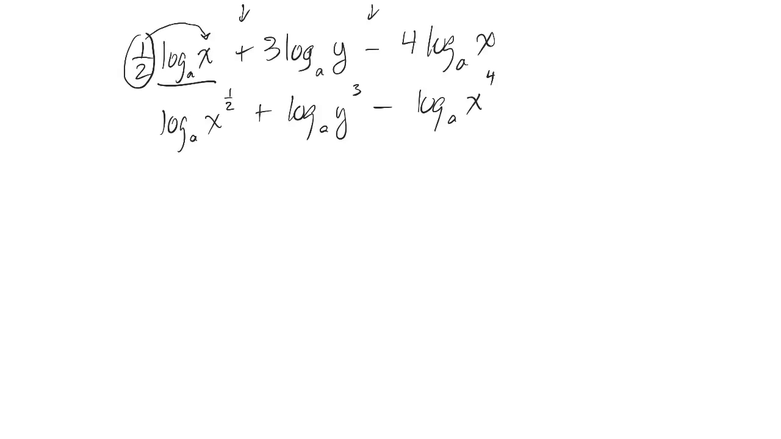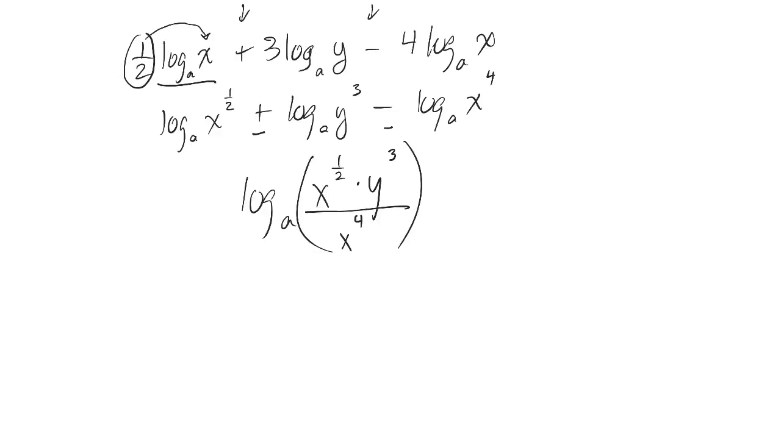Now I can use the product rule and the quotient rule to put them together. So I'd have log base a of x to the 1/2 times y cubed divided by x to the 4th. I like putting those in brackets, making sure that I know that for x to the 4th, I'm taking the logarithm of that. Now here, you could sort of leave it like that, but since these are common bases, you can subtract their exponents. So I could call this log base a of x to the 1/2 minus 4 y cubed.